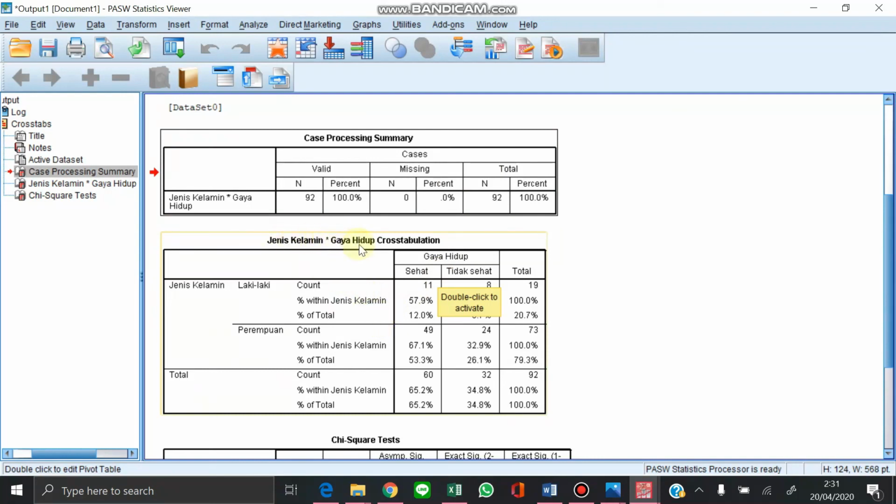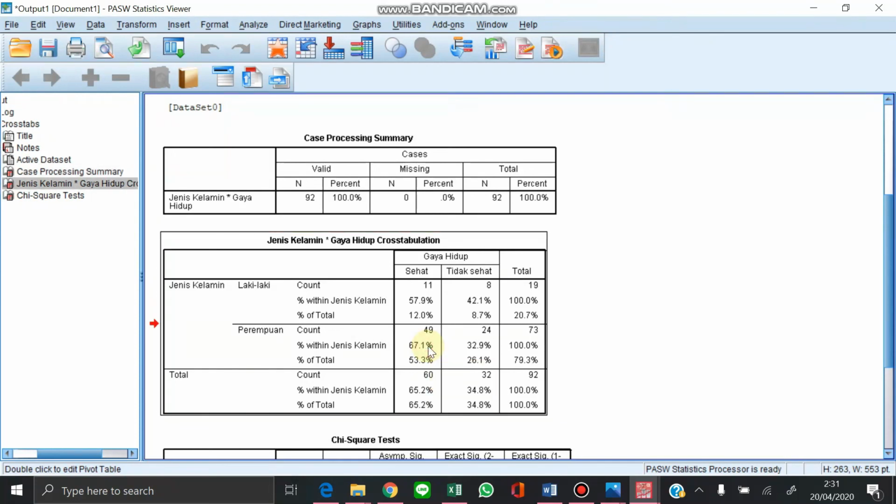Next, there is a relation between gender and lifestyle variable where the proportion of sex and healthy lifestyle shows that the female gender has a healthy lifestyle with 67.1% compared to men, which is equal to 57.9%.